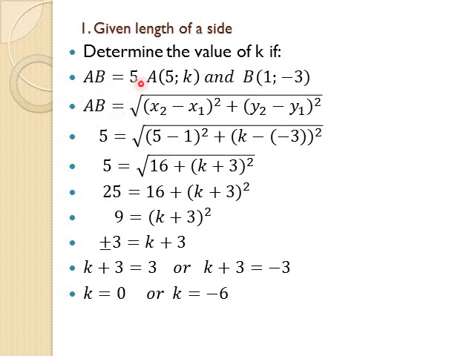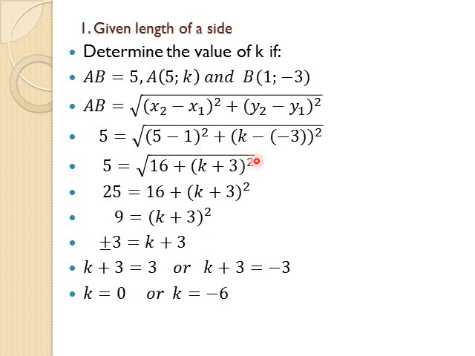So, distance formula, AB equals the square root of (x2 minus x1) squared plus (y2 minus y1) squared. AB is 5 units in length. If I substitute my x, (5 minus 1) all squared plus (k minus 3) all squared. So that's 5 minus 1 is 4, 4 squared would give me 16. K minus negative 3 gives me k plus 3 all squared.